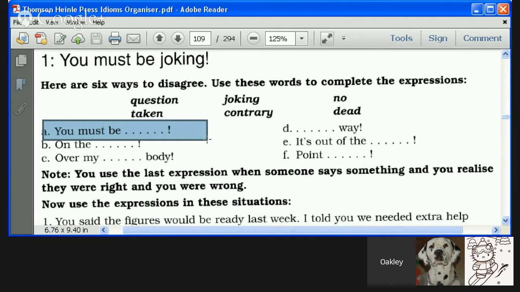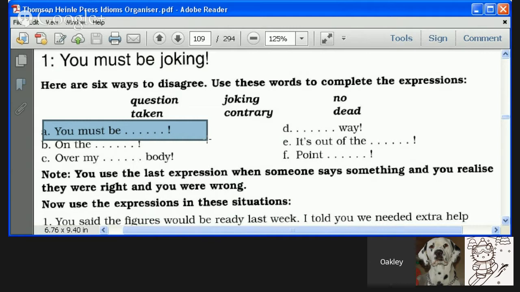Max, can you think of any other alternate phrases we use for "you must be joking"? You're kidding, right? You've got to be kidding. You're joshing me. You're not serious. You can't be serious. Okay, there's actually a large number of such phrases.